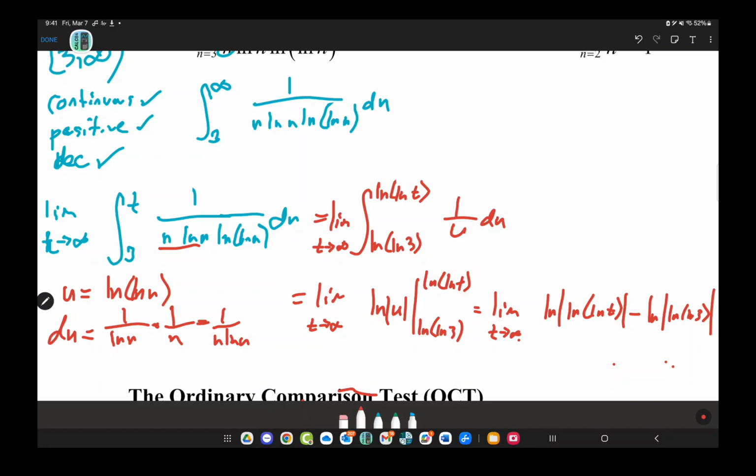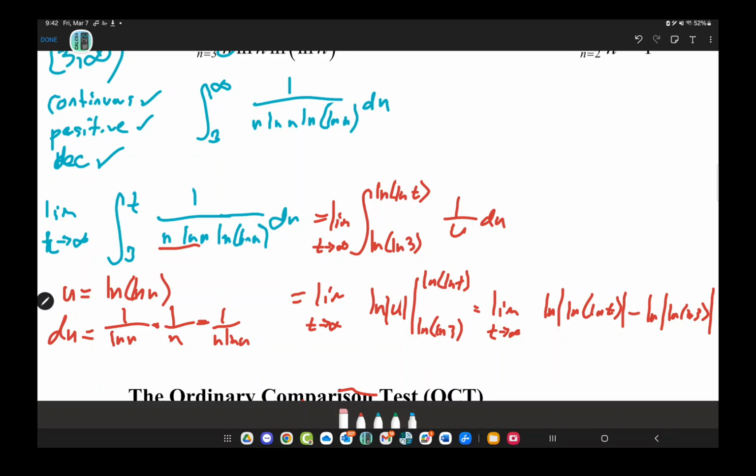What is that? Whoever made this question, it's just an amazing question. What is going on here? There's 3 Ln's. Ln of Ln of Ln of t, and then minus Ln of Ln of Ln of 3. So there's 3 Ln's each side.